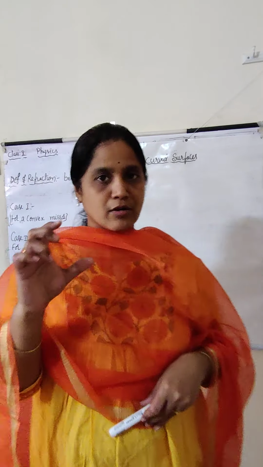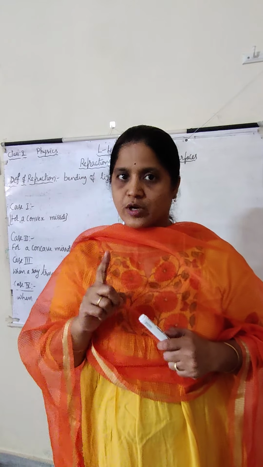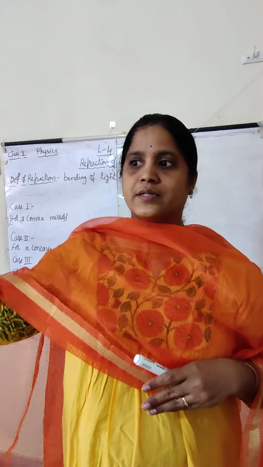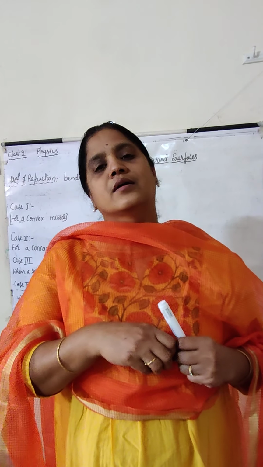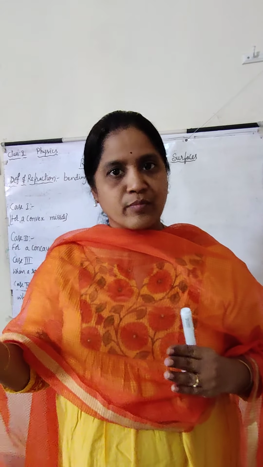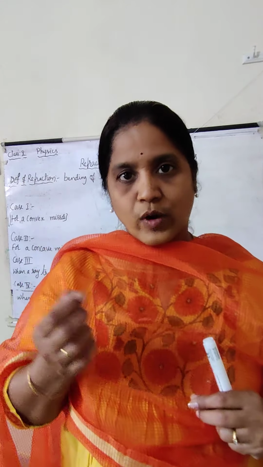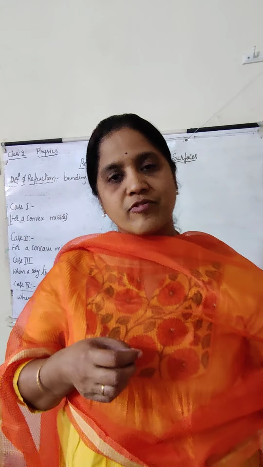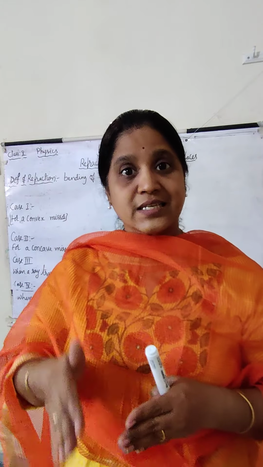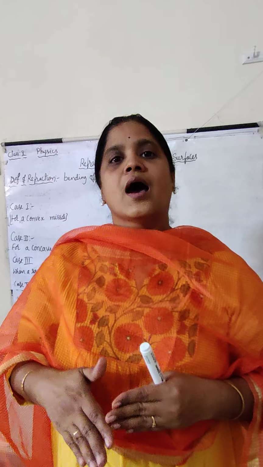Reflection of light requires only one medium. There is no chance of bending. The incident ray and the reflected ray are in only one medium. But in the refraction of light, the incident ray is in one medium and the refracted ray is in another medium. Due to that, the light rays bend. The light rays change direction and travel.